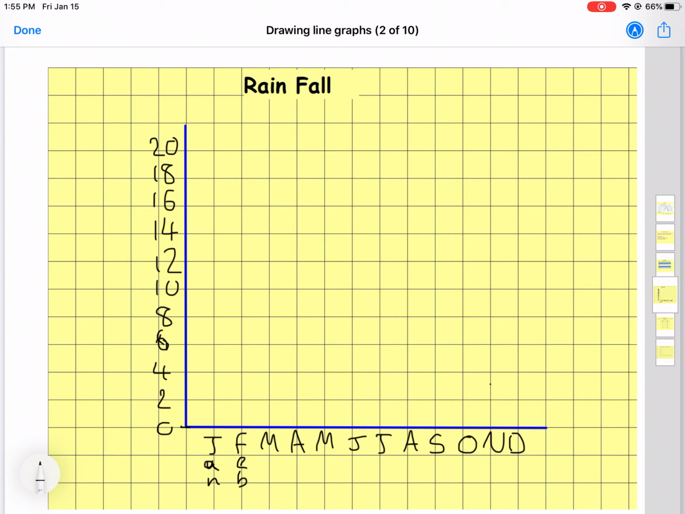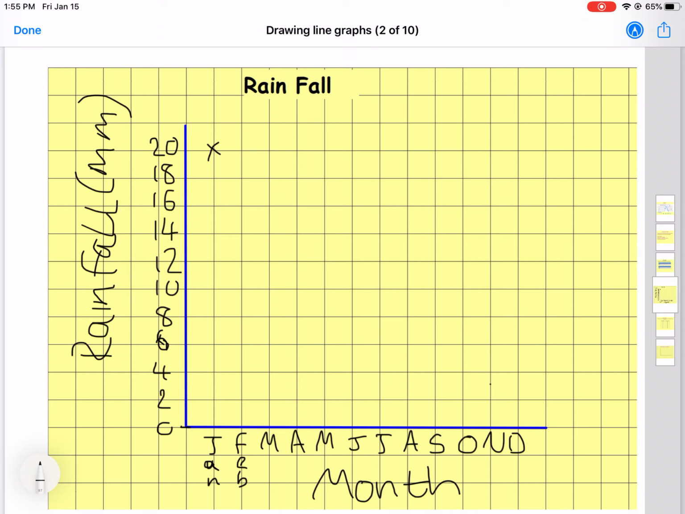Now, I need some labels for this as well. So month is what's represented down the bottom, and rainfall is what's represented up the side. So rainfall, and what are we measuring in? It is millimetres. So I've got the tables open in front of me on a different screen. You can flick back from the video if you want to justify why I'm plotting each of these numbers as I am. So for January, we're told it's 20 millimetres of rain.